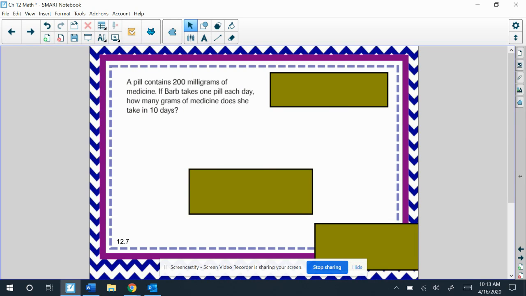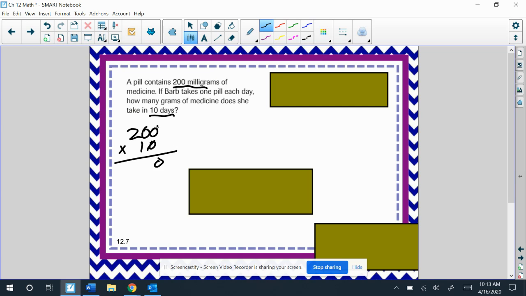A pill contains 200 milligrams of medicine. If Barb takes 1 pill each day, how many grams of medicine does she take in 10 days? Ooh, this one sounds a little tricky. Let's do it together. If I have 200 milligrams and I take 1 each day for 10 days, I'm going to have to multiply those two. 200 times 10. Bring my zeros down. 2 times 1 is 2. Well, I have 2,000 milligrams.